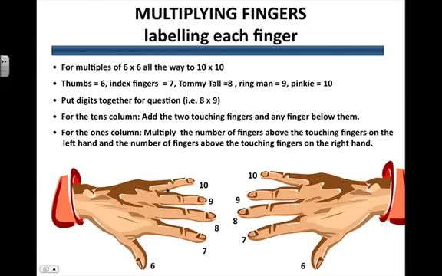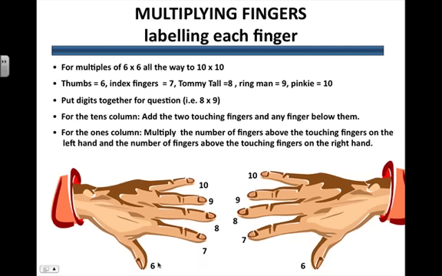This presentation is called Multiplying Fingers. What we're going to do is use the fingers on each hand and learn how to multiply all the way from 6 times 6 up to 10 times 10 and all the multiples in between. The first thing we're going to do is hold your hands with their thumbs down like in the picture here.